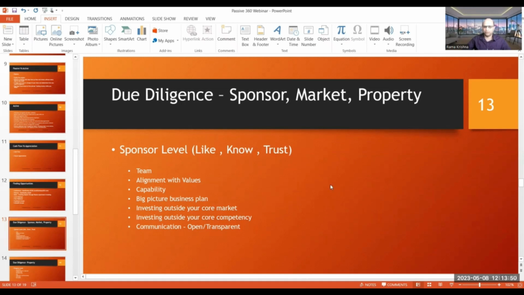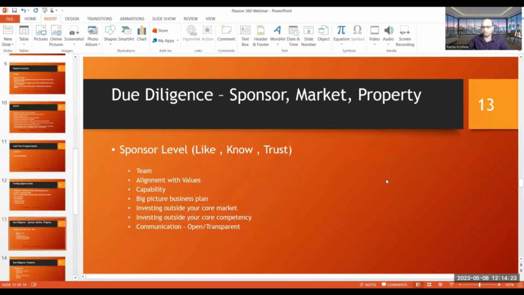And you need to know a little bit more behind the sponsor, like the team, who is the asset manager, who is managing this property, who will be the property management company they're working with, and what is the alignment with the values of the sponsor. Are they trustable? Are they capable of executing the business plan? Are they investing in their core markets?